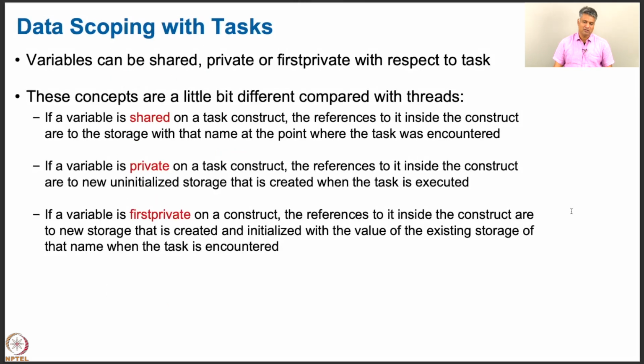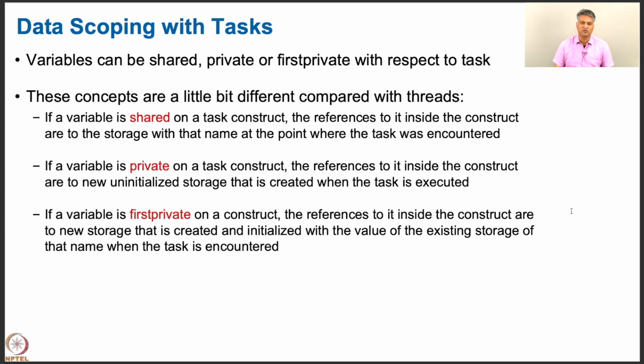So, when you are doing the task construct, we have to worry about how the data is scoped. The variables in this case could be shared, could be private, or could be firstprivate with respect to the task. And this is slightly different when you compare it with threads. Now, obviously, if a variable is shared on a task construct, the references to it inside the construct are to the storage with that name at the point where the task was encountered.